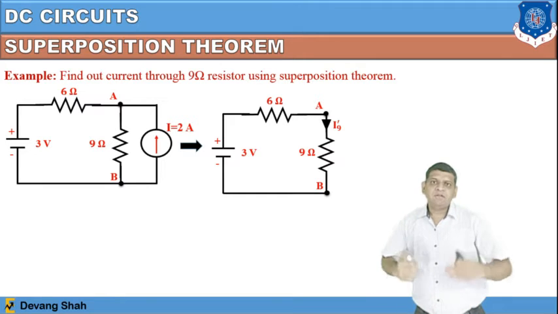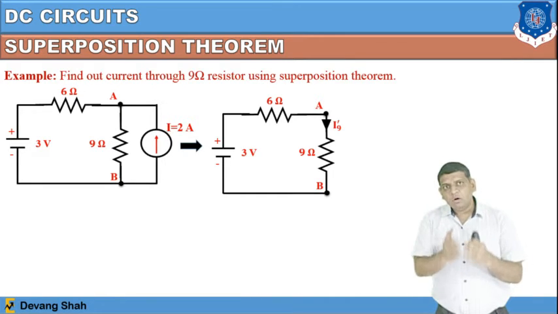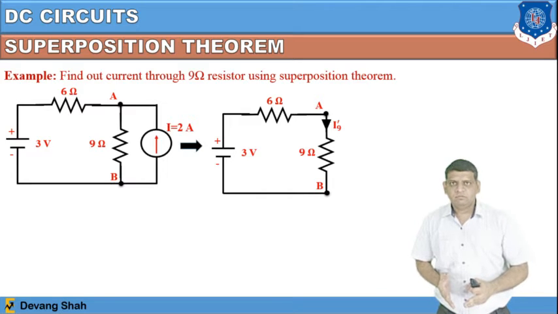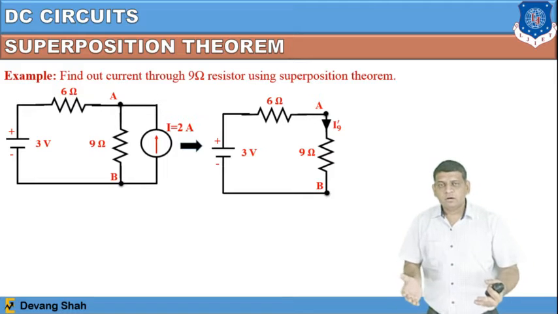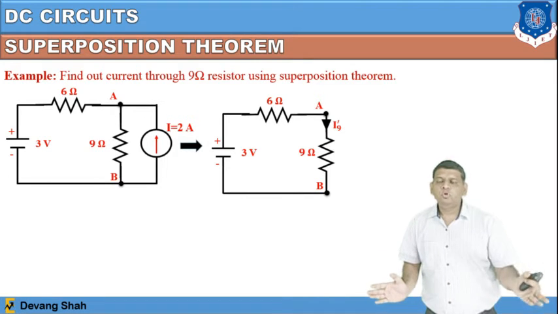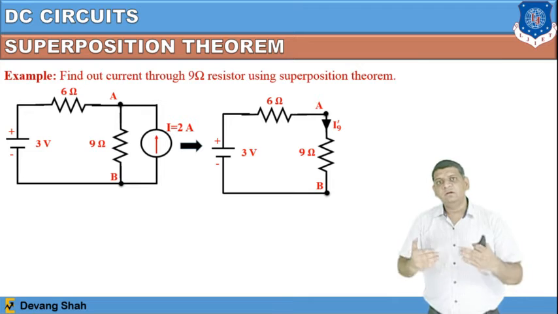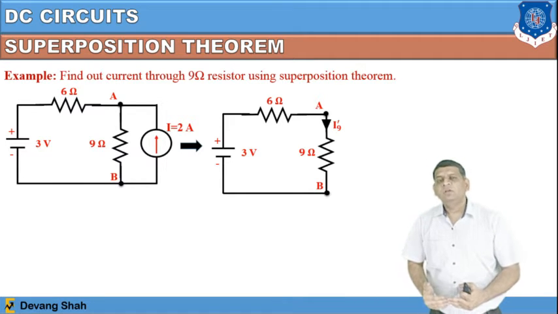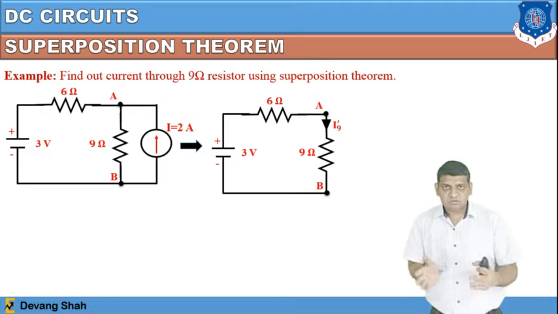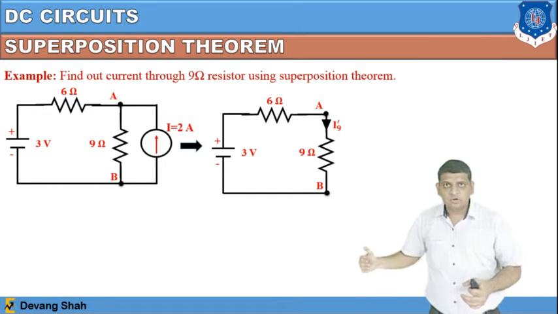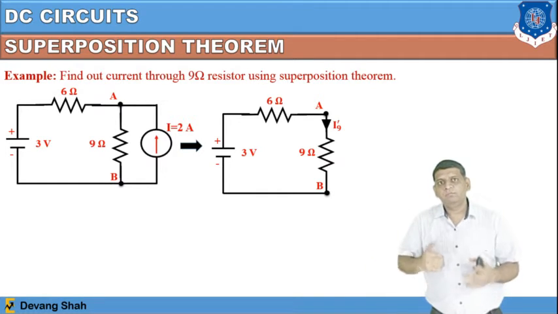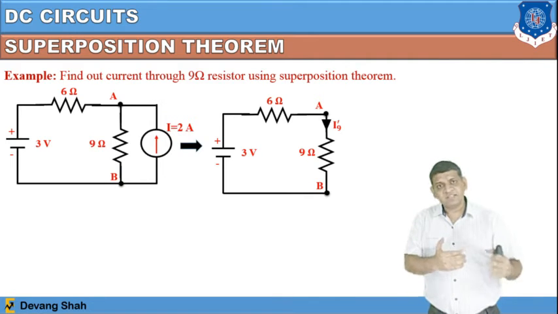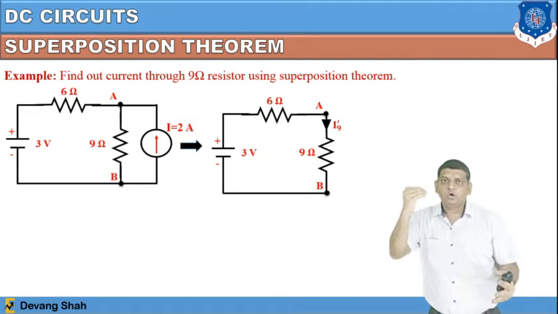So here, my first job is to find the current through the 9 ohm resistance, right? And my first job is to figure out in which direction the current would be flowing due to the effect of the 3-volt voltage source and the 2 ampere current source. Current would be flowing due to the 3-volt voltage source from top to bottom in the 9 ohm resistance. The same with the 2 ampere current, that effect is also from top to bottom.